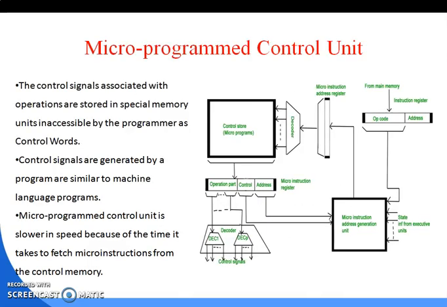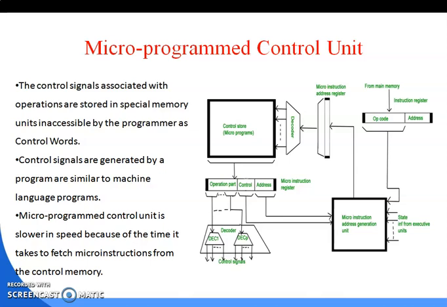Next is the microprogram control unit. It is purely software based, while the previous hardware control unit is purely hardware based. In the microprogram control unit, the control signals associated with operations are stored in special memory units, inaccessible by the programmer, as control words. Control signals are generated by a program similar to machine language programs.